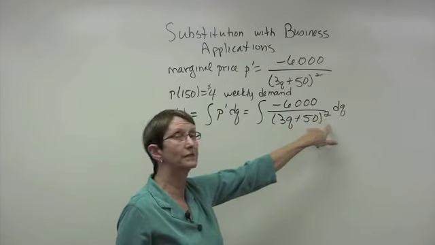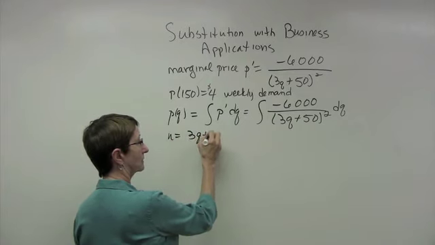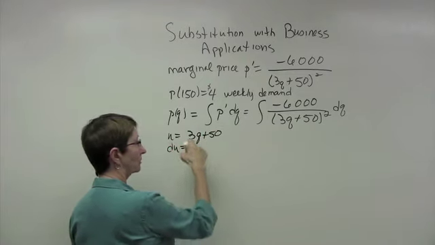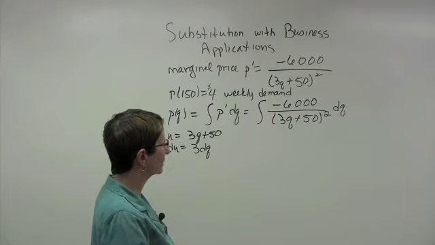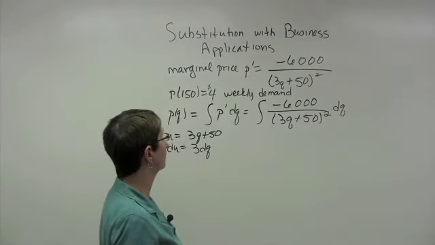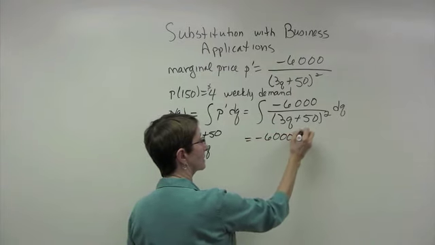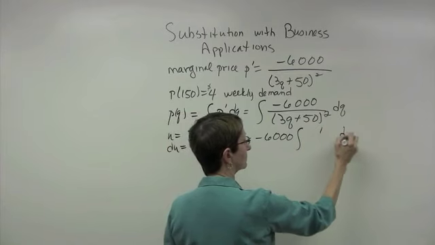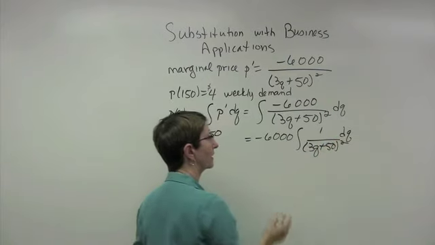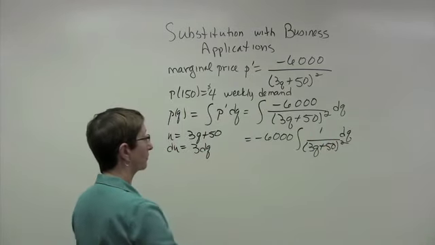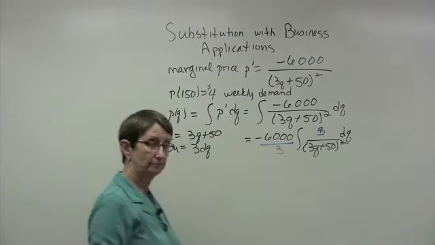Now, it definitely looks like a U substitution problem. We have something raised to the second power. So we'll let u equal 3q plus 50. du then would be 3 dq. And when we look back over here, we don't actually have a 3. We do have a negative 6,000. So let's rearrange this a little bit. Let's pull the negative 6,000 in front. I'll have a 1 left, dq, over (3q plus 50) squared. And I can put a 3 in where I need it here, and then divide by 3.